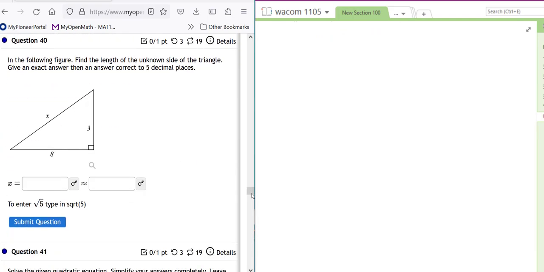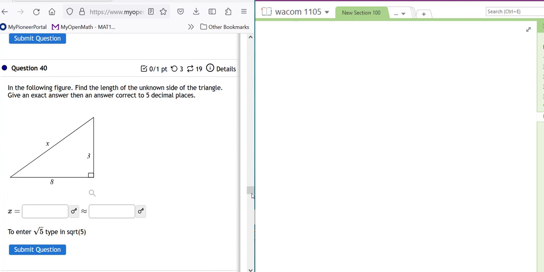I think we can probably skip it because it's the same skill. The x is your c. So you're going to do 3 squared plus 8 squared equals x squared. Are you guys good with that, or do you want me to do it? Somebody let me know in the chat. Okay, so we'll skip it then.